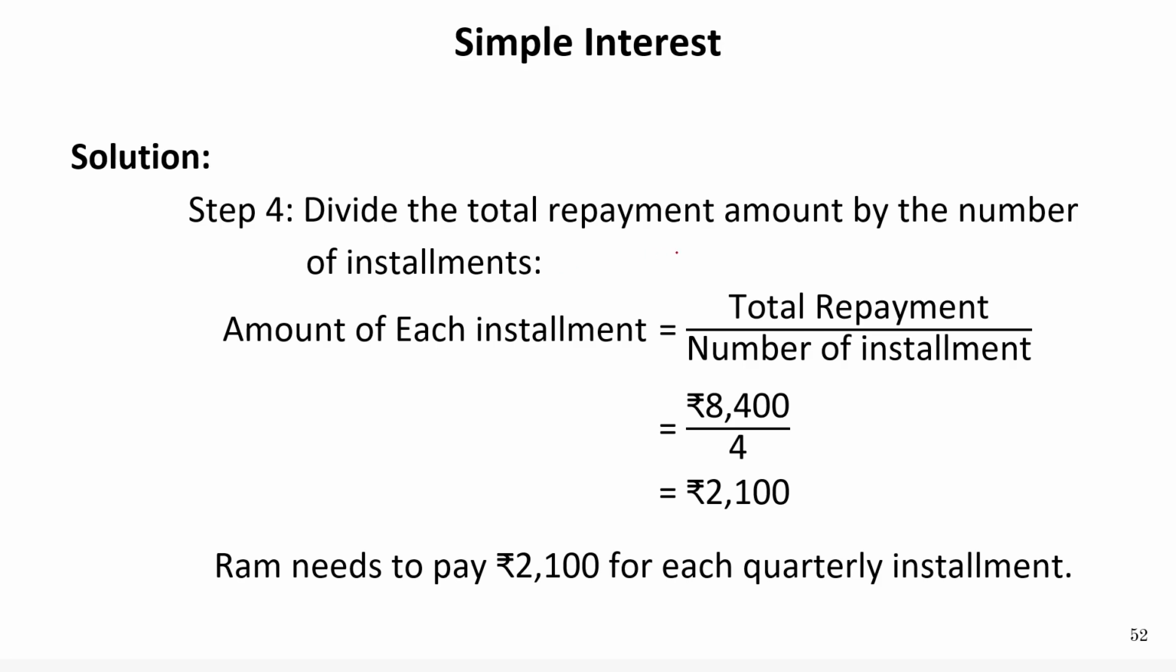So dividing the total repayment amount by the number of installments, because the number of installments is equal to 4 as we are paying it quarterly. Okay. So 8,400 by 4 is equal to 2,100. So 2,100 is the amount that Ram needs to pay each quarter as an installment.